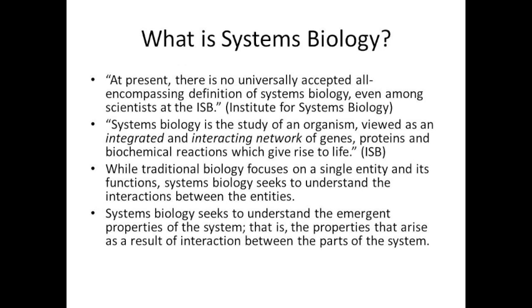But in systems biology, we're looking to see all the parts together, not just what does one entity do, but how do two proteins interacting together change the phenotype of an organism. So in systems biology, we're interested in the emergent properties of the system. In other words, the properties that result as an interaction between the parts of the system.